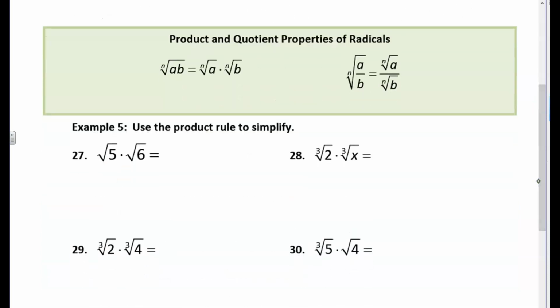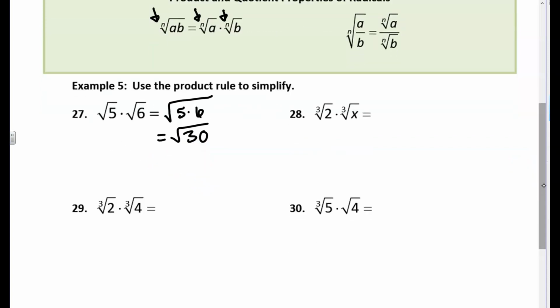So we also have some quotient properties. If I have the nth root of a times b, that's the same thing as the nth root of a times the nth root of b. Notice it's really important that all of these are the same index. Similarly, the same thing happens with division. The nth root of a over b is the same thing as the nth root of a divided by the nth root of b. So if I have the square root of 5 times the square root of 6, that's the square root of 5 times 6, which is just root 30. And the cube root of 2 times the cube root of x becomes the cube root of 2x when we simplify it.